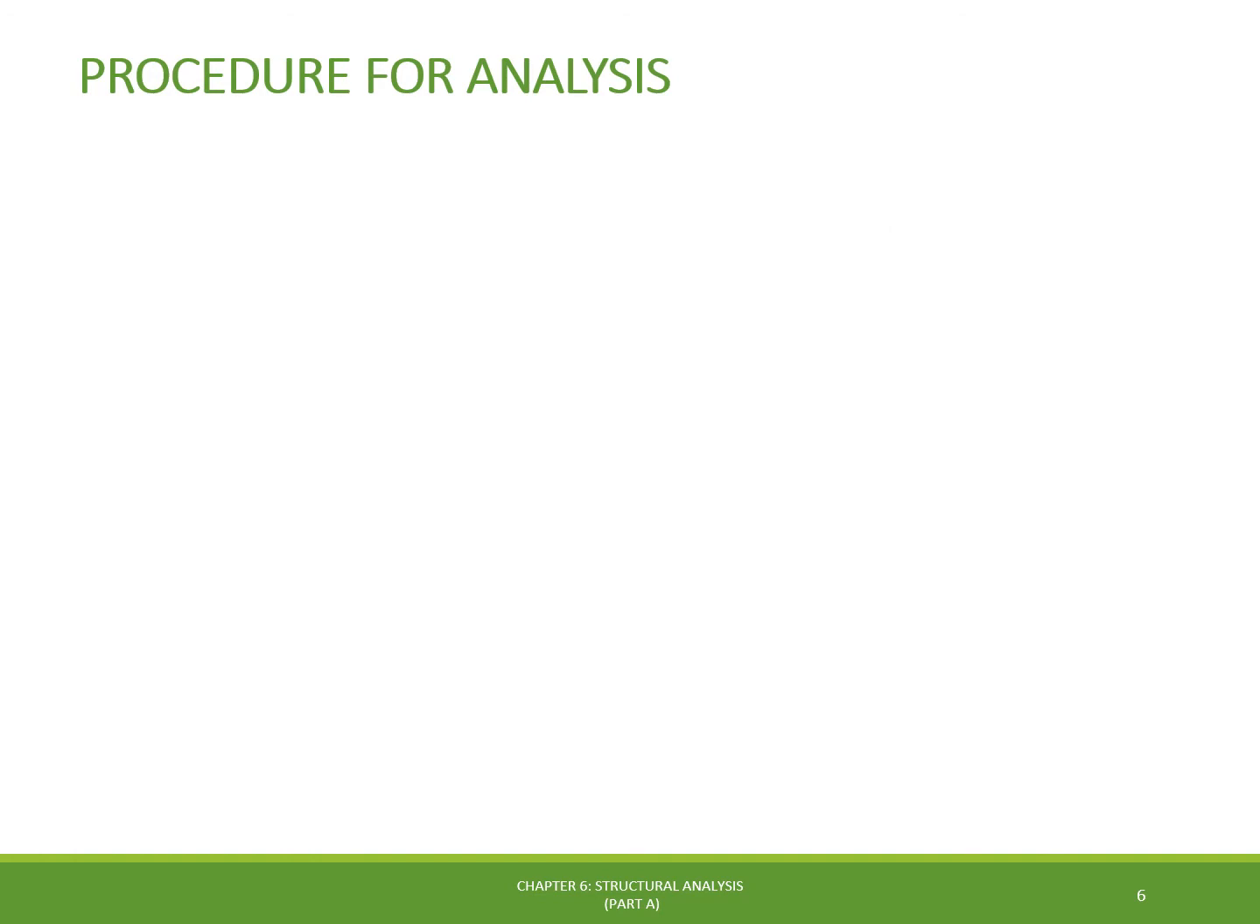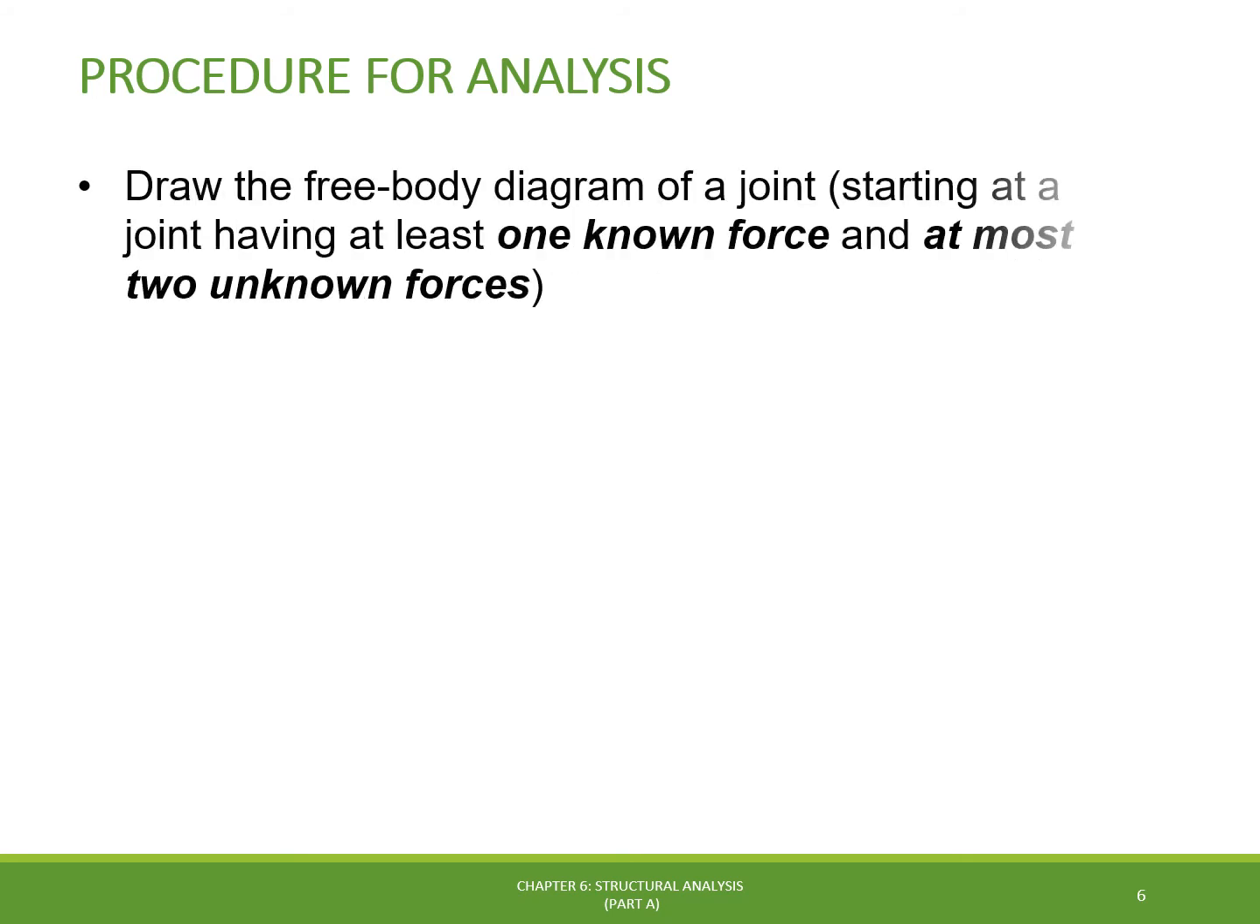Now, let's summarize the procedure of analysis of trusses using the method of joints. First, we have to draw the free body diagram of a joint, always starting at the node having at least one known force and at most two unknown forces. This is very important because we have to limit the number of unknowns to the number of equations available to solve, in this case 2 equations.